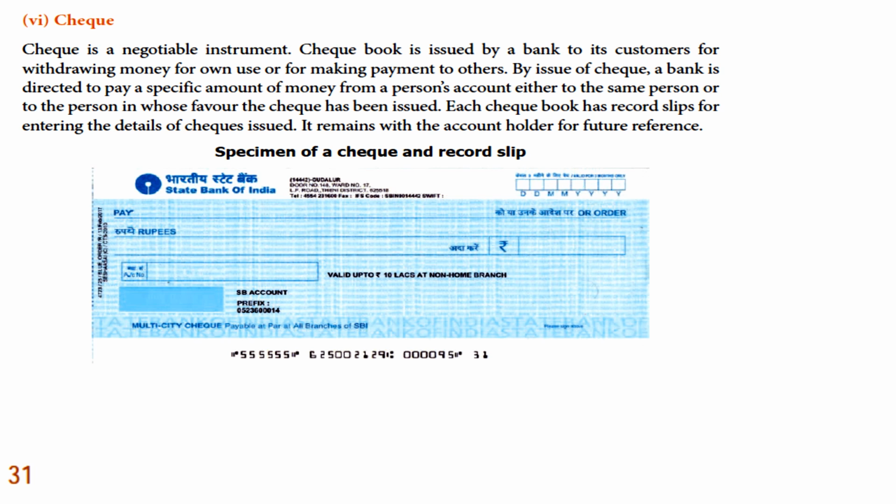It is basically the use of the check is to withdraw the money from the bank. It may be for own use, otherwise if we need to make a payment to someone, we can give them a check. By issue of check, a bank is directed to pay a specific amount of money from the person's account either to the same person or to the person in whose favor the check has been issued.